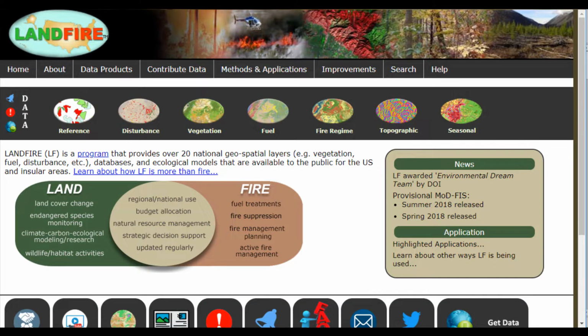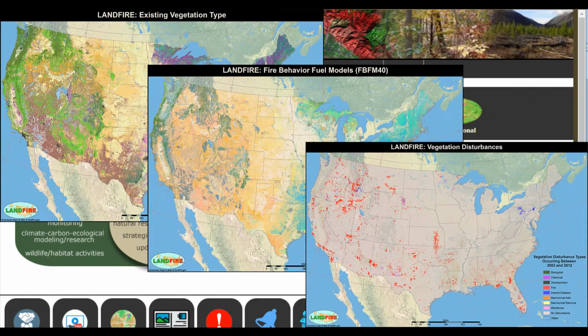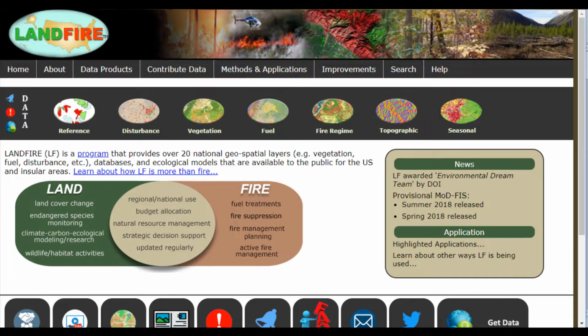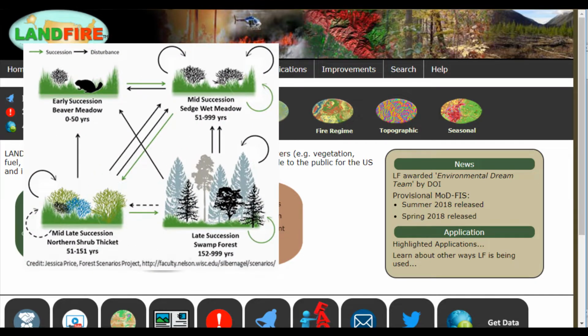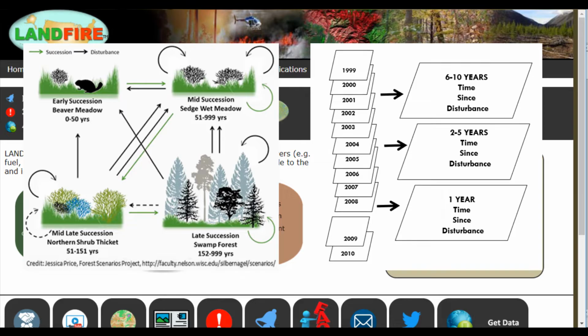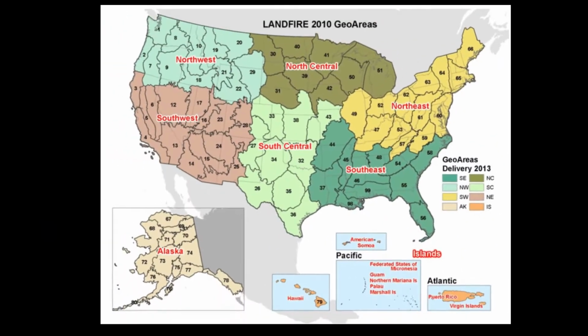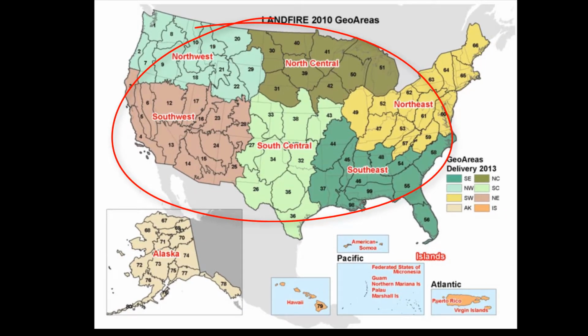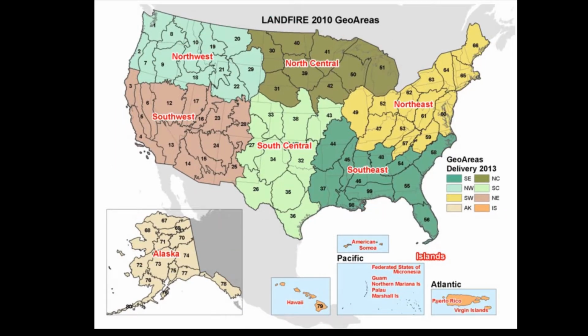LANDFIRE is a program that provides over 20 national geospatial layers like vegetation, fuels, and disturbance. There are also databases and ecological models such as vegetation succession, or state in transition, vegetation time since disturbance, and fuel transition over time. It covers the whole continental United States, Alaska and Hawaii, as well as data for the territories. Isn't that amazing? Yeah, you're right. That means you can go anywhere in the US and have the same consistent product.